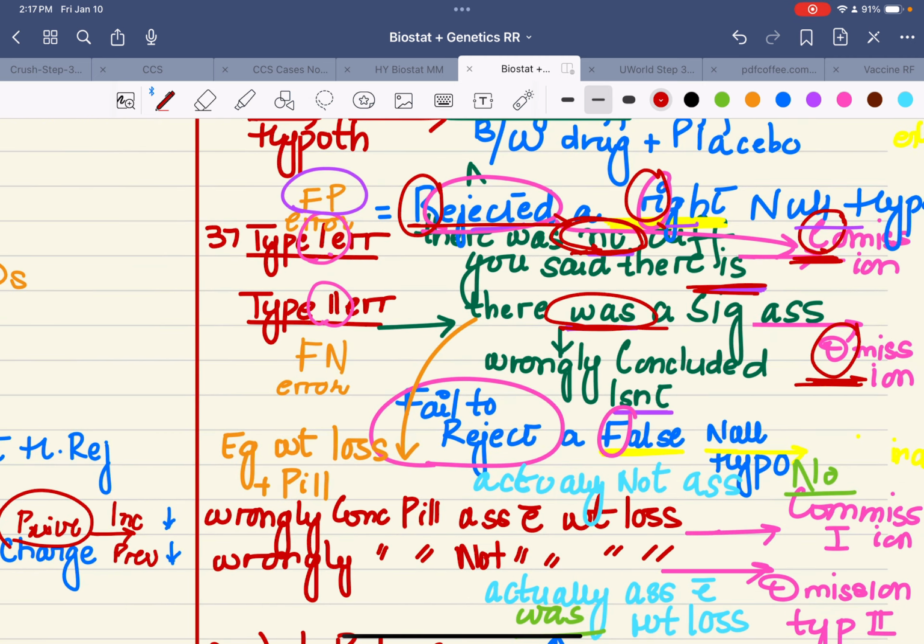So it can be remembered with the O, or it can be remembered with the F's, right? So O and F go together, and R and C go together. There you were rejecting a right hypothesis, and that was an error of commission.